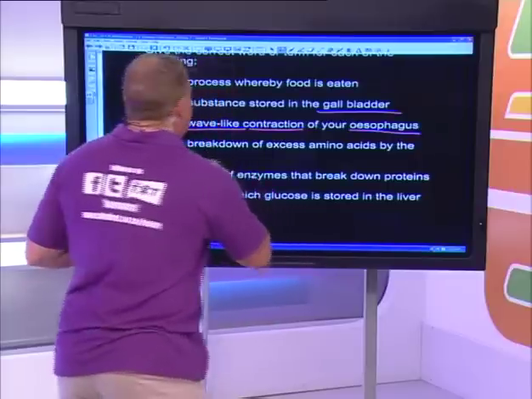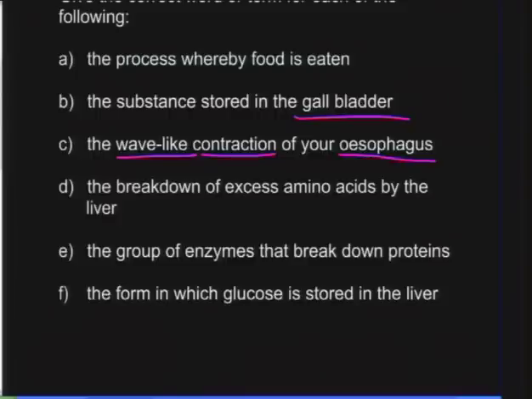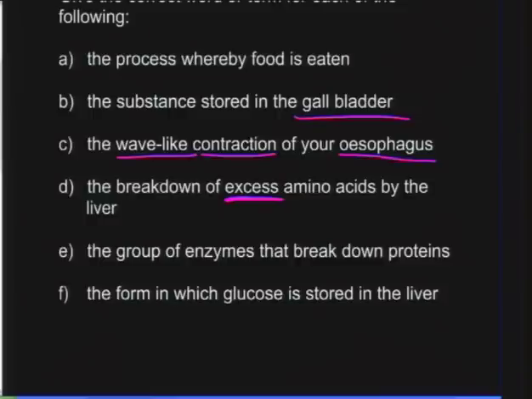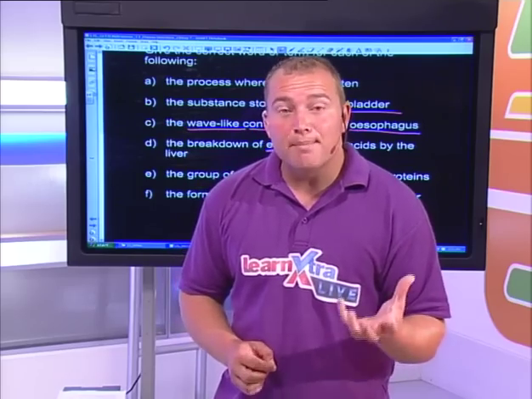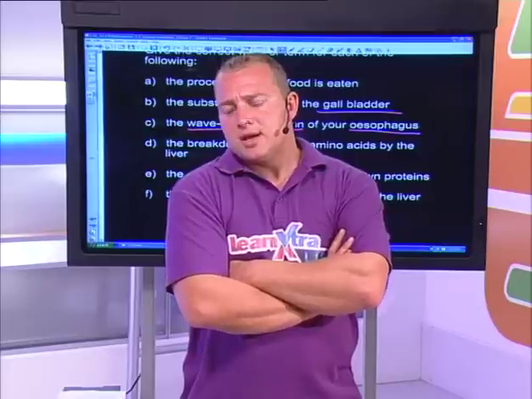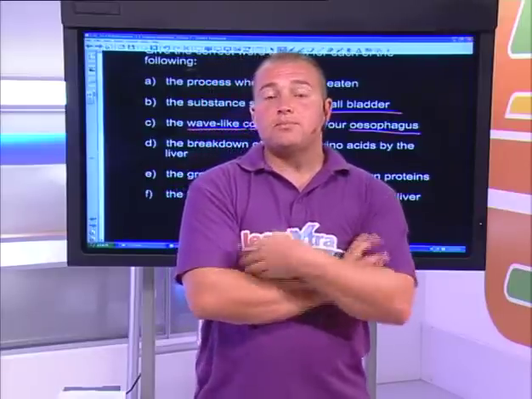Nice. Now we have the breakdown of excess amino acids by the liver. I want you to remember this. Excess. You must understand something very nicely: amino acids are brilliant for us, but too much is actually very bad. Because if it starts breaking down, you're going to get ammonia, and ammonia is poisonous to the body. So the liver is a big man. He stands there and he goes, okay, you're not coming in. Plain and simple. He says, sorry, amino acids, there are too many of you, and he starts breaking it down. That is very, very important.